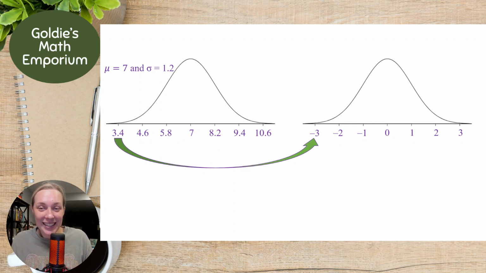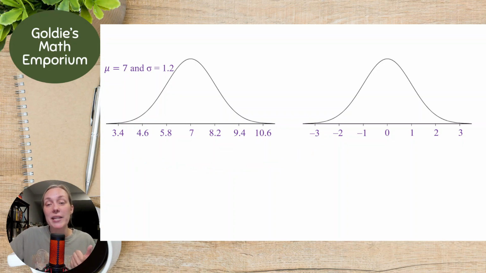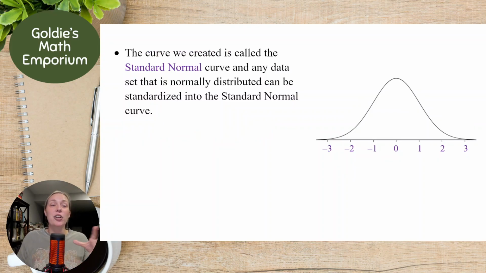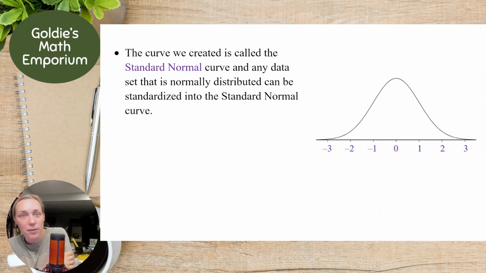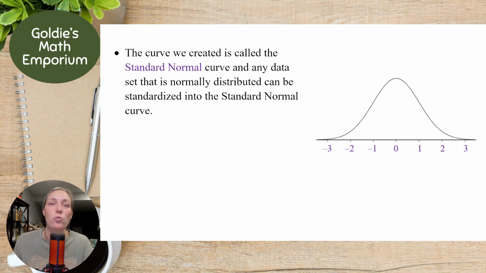And what you just drew, what we have right here off to the right, that curve is called the standard normal curve. Any set of data that you have that is normally distributed can be standardized into the standard normal curve. So we just did sleep. We could have done the shoe sizes from earlier. We could have done Mallory's test scores from earlier, assuming it was normally distributed.